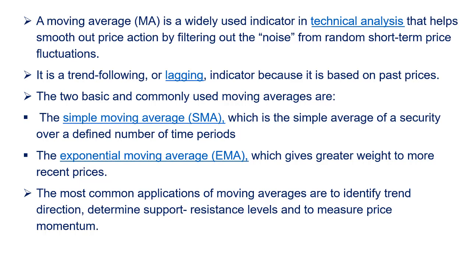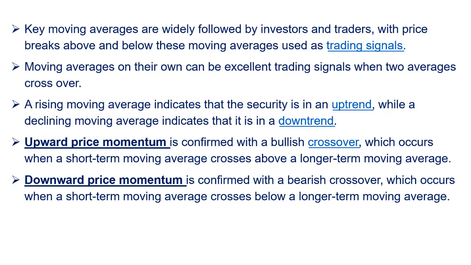So it's a trend following type of indicator, but it's a lagging indicator because it's based on past price. The two basic and commonly used moving averages are the simple moving average, which is just a simple average of a security over a defined number of time periods, and the exponential moving average, which gives a greater weight to the more recent prices. The most common applications of a moving average are to identify trend direction, determine support and resistance levels, and measure price momentum. Key moving averages are widely followed by investors and traders, with price breaks above or below these moving averages a lot of times used as a trading signal.